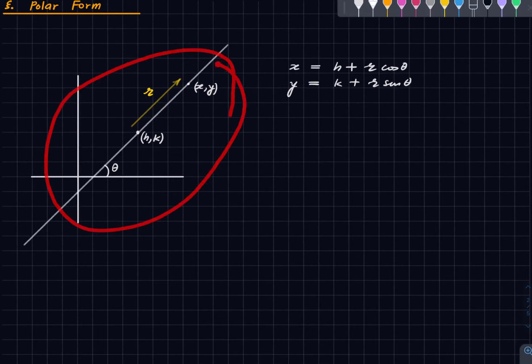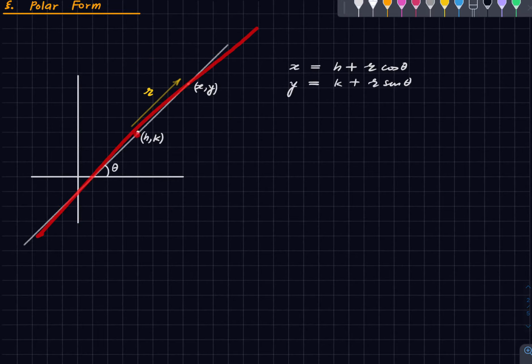So we have this coordinate plane, we have a line passing through the point h, k, and it makes an angle of theta with the positive direction of the x-axis. Suppose we have a point x, y at a distance r from this point, but again, this distance is a signed distance. So as you go up, it is positive. As you go down, it is negative.